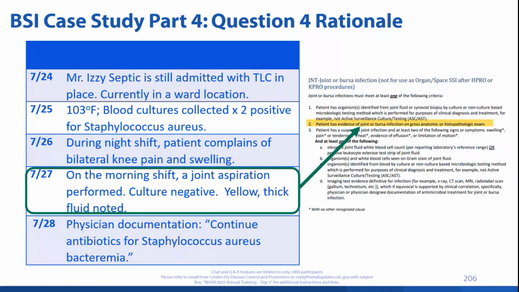So yes, they met joint 2. Good job, everyone. Because the fluid met the eligible color and eligible descriptor combined, it met for the evidence of joint bursa infection on gross anatomic exam. Excellent job.